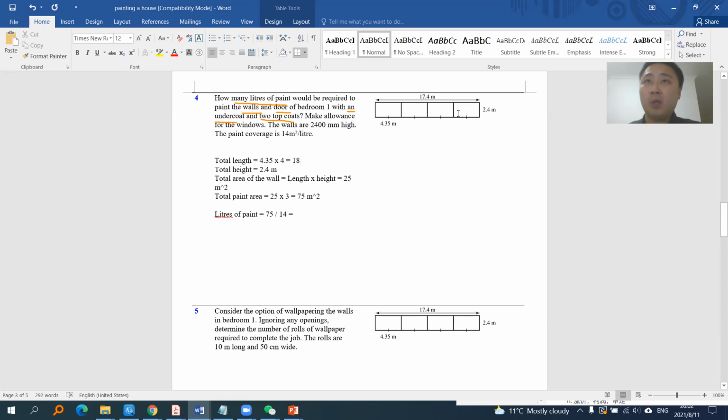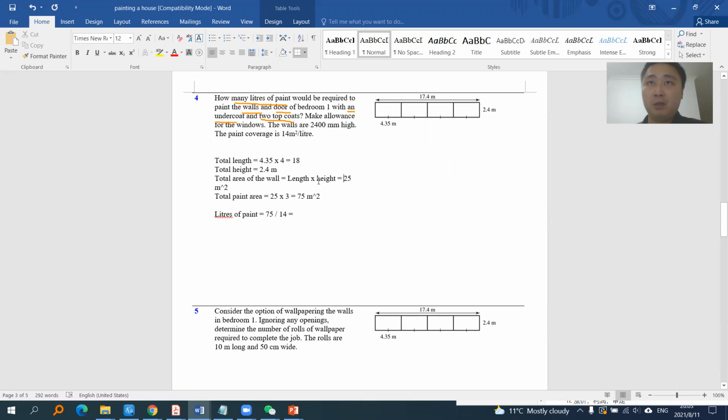And for the height, we can get it here. The height is 2,400 millimeter, so you can convert that into 2.4 meter. Then for the total area of the wall, you can use the total length, which is roughly 18 meter, times the height of the wall, which is 2.4 meter. The total area is not 25, I just give you one example. So use 18 times 2.4. You need to do your own calculation.